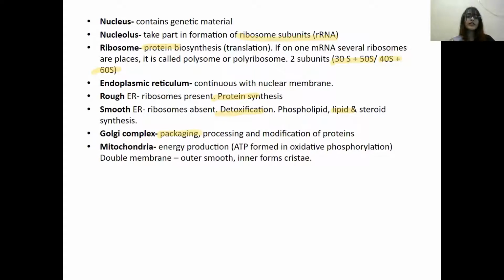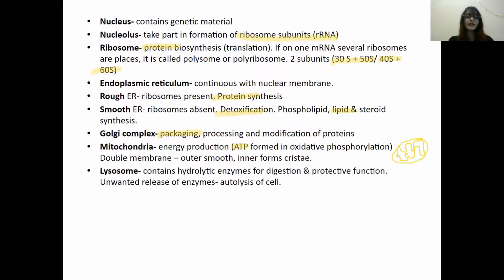Next is the mitochondria, that is energy production. The ATP is produced and stored here. The structure of mitochondria: double membrane, the outer is smooth and the inner has cristae, or inner foldings.